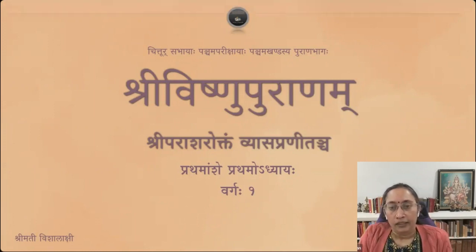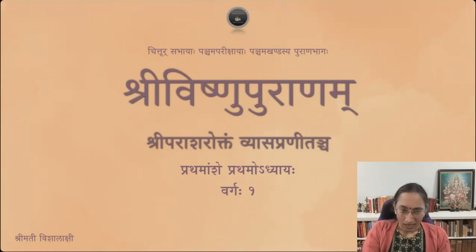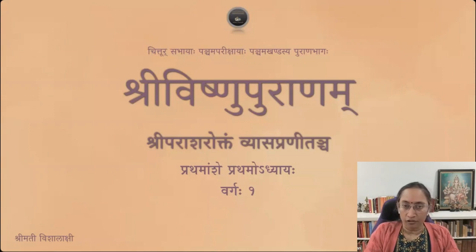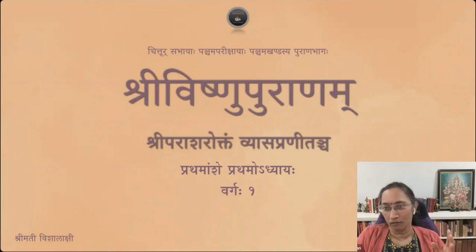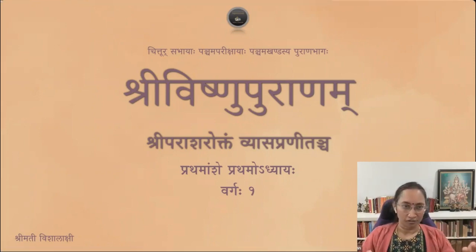Okay. We'll begin with the Vishnupuranam this time. It is there for the fifth exam for Chittur. There are about 9 parts in the fifth paper, and one of them is Puranam. So I'll give a small introduction about Vishnupuranam, Puranam as such, and what is the difference. And then we will go directly into the text.